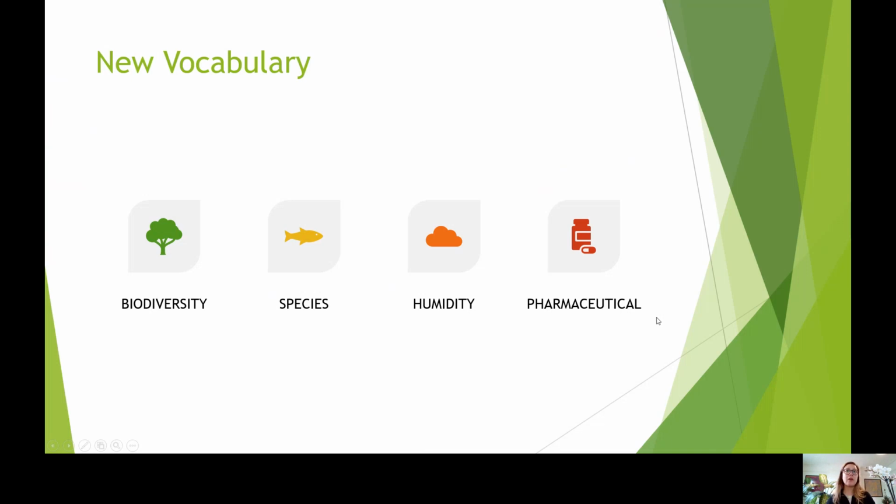Pharmaceutical. Pharmaceutical just means medicine. So you know the word pharmacy, where you go to buy your medication. Well, pharmaceutical derives from the same word. It just means medicine, so to cure illnesses and diseases, or to help cure.